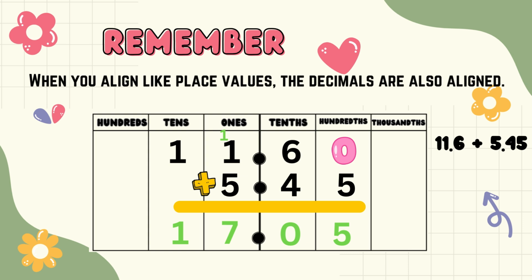So I'm going to add 0 plus 5 is 5. 6 plus 4 is 10. I'm going to put my 0 and then regroup to the top. 1 plus 1 plus 5 is 7. And then bring down my 1. And if you look, when I bring my decimal down, it ends up being in the correct place because I line my numbers up by place value.